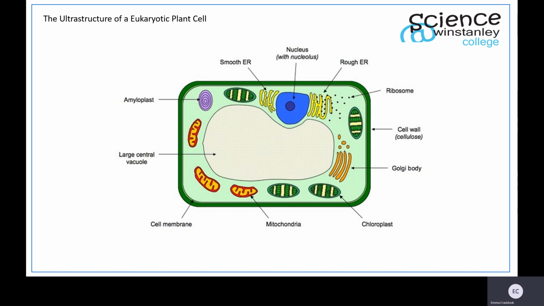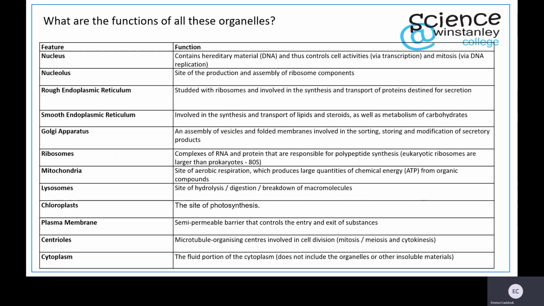So let's look at the functions of all these organelles in a little bit more detail. But first of all, let's have a look at plants. Okay, so plants, again, they have the same organelles, but you have that added chloroplast, cellulose cell wall, and your permanent vacuole. So here are the functions of all these organelles.